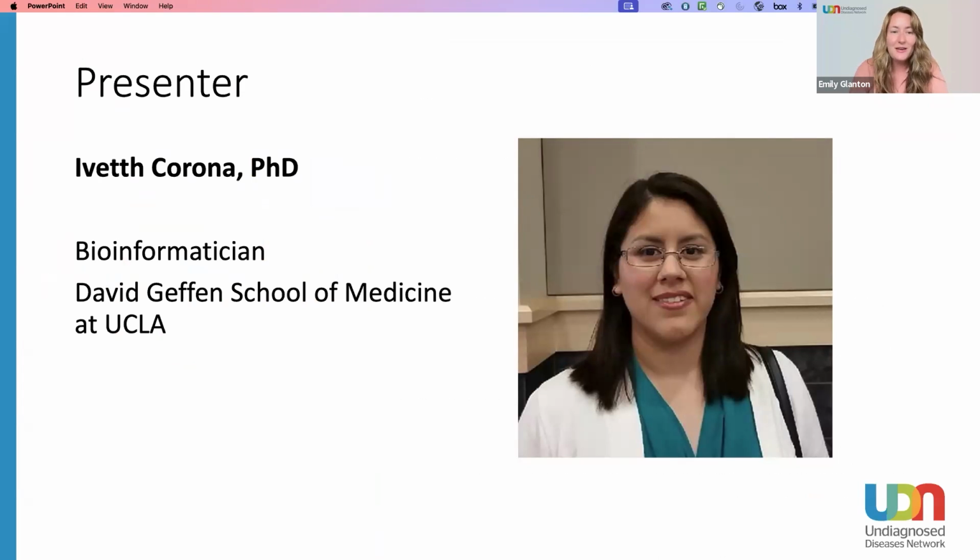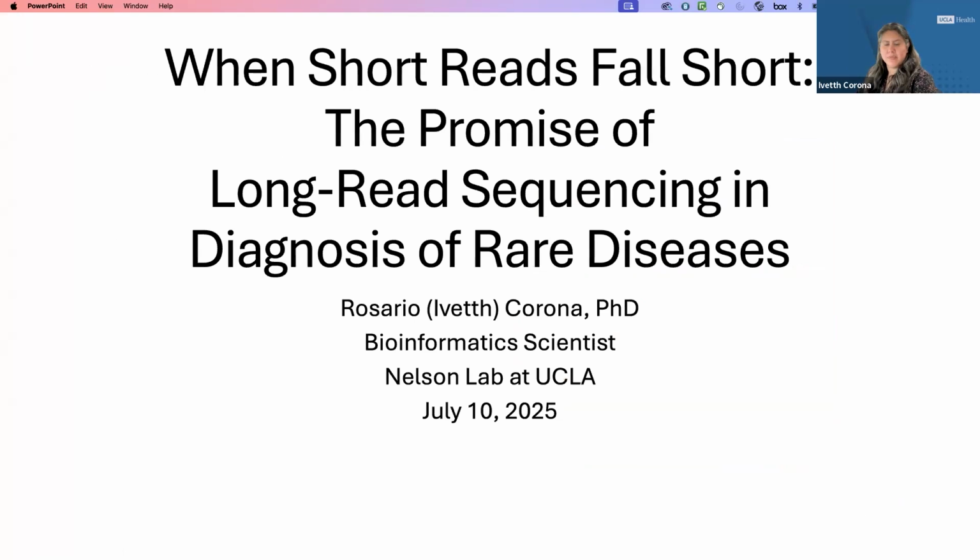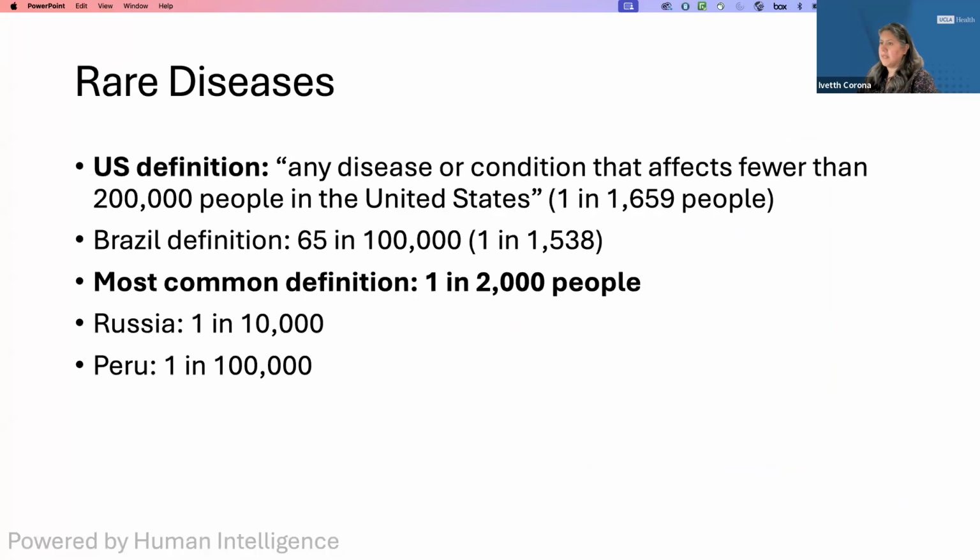Yvette Corona is a bioinformatician at the David Geffen School of Medicine at UCLA, one of our UDN clinical sites. Thank you. Thanks for having me here in the UDN Grand Rounds. Today I will present what we have learned in this project of using long-read sequencing for diagnosis of rare diseases. I'm a bioinformatics scientist in the Nelson Lab at UCLA.